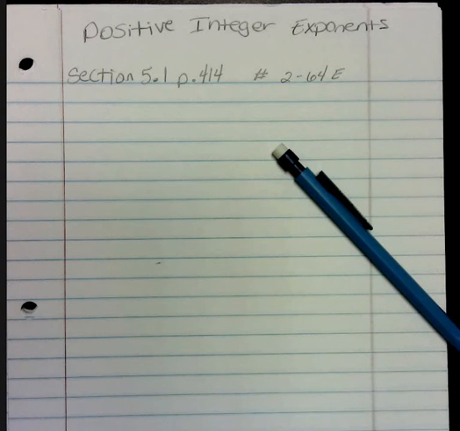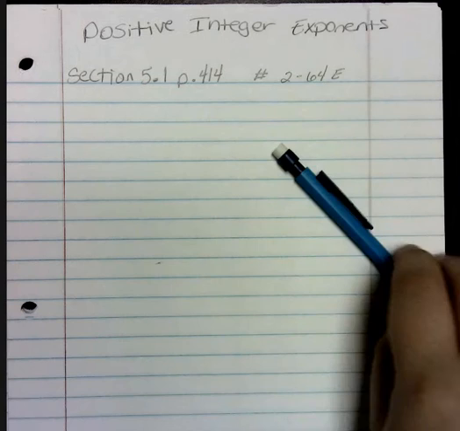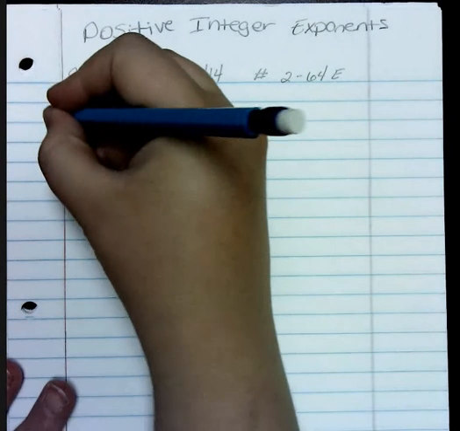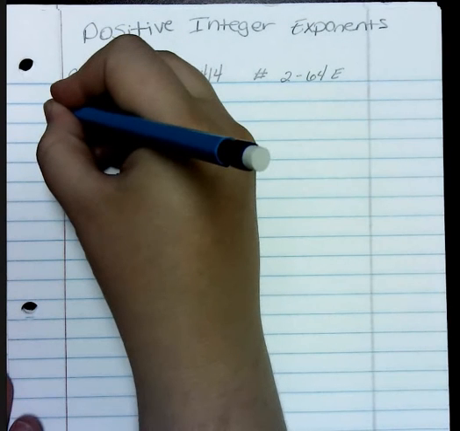In this lesson, we are going to cover positive integer exponents. We are going to be working out of section 5.1 in your textbook on page 414, and we are going to work problem numbers 2 through 64 even. To start off, we are going to learn about our properties of exponents in this whole unit.